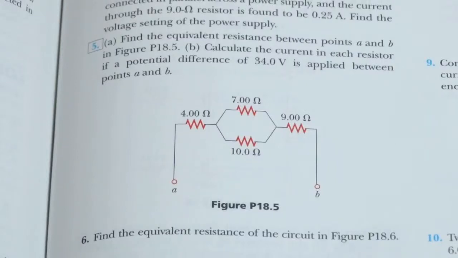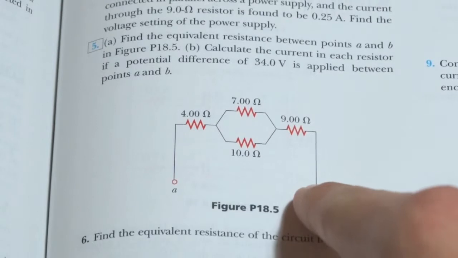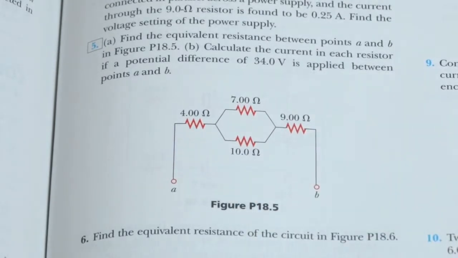Hello everybody, I'm Brandon, and right now I'll be showing you how you can tackle problem number 5 from chapter 18, Physics B AP. Problem number 5 reads: A. Find the equivalent resistance between points A and B in figure P18.5, that's this one right here. B. Calculate the current in each resistor if a potential difference of 34 volts is applied between points A and B.